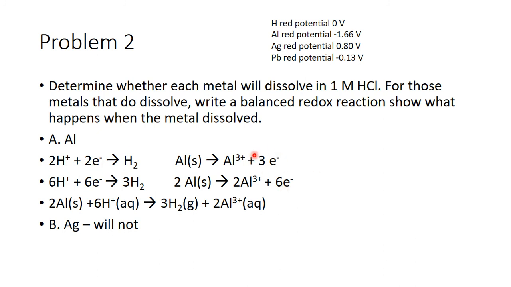So the common number of electrons I can get on each half equation will be 6. So I multiply the hydrogen by 3 and the aluminum by 2 to get 6H+ plus 6 electrons goes to 3H2, and 2 Al goes to 2 Al3+ plus 6 electrons. Now I combine these two half equations, and that's my overall redox reaction. While for B, silver has a positive reduction potential, so it will not dissolve.